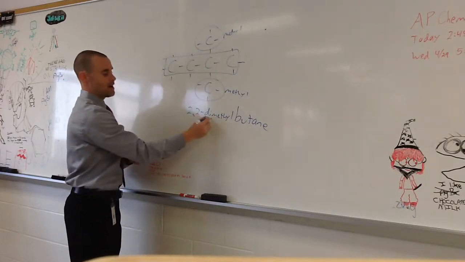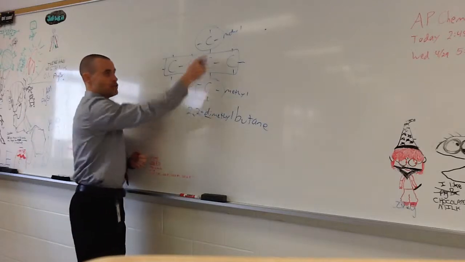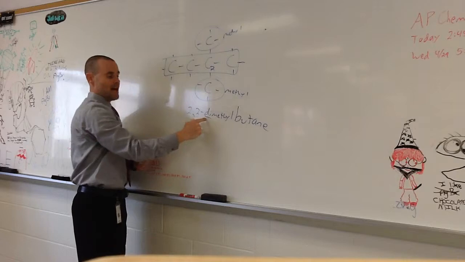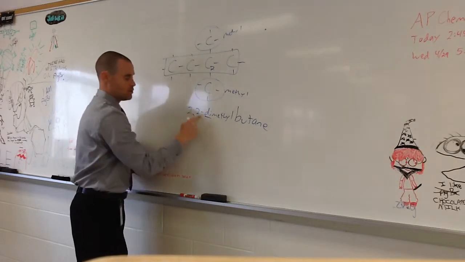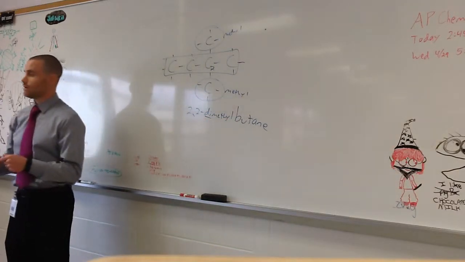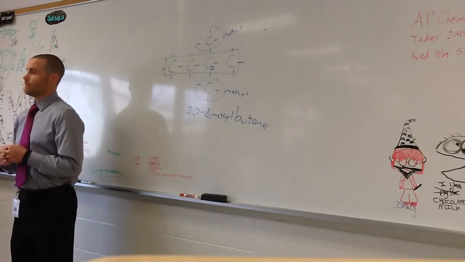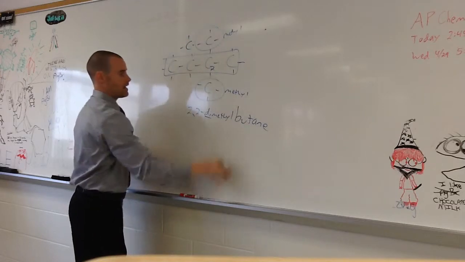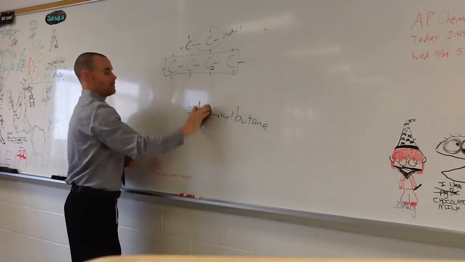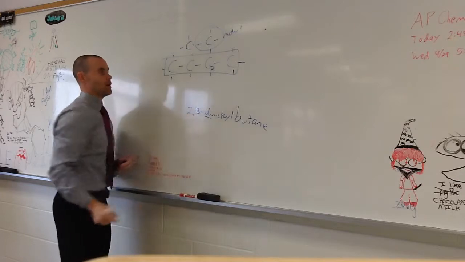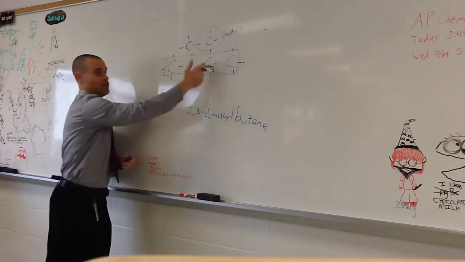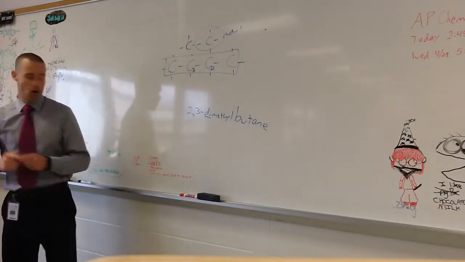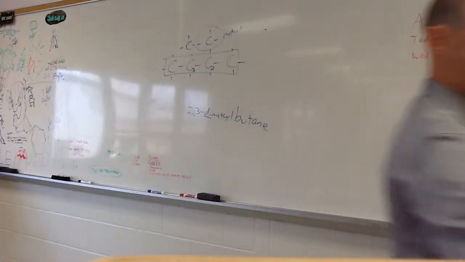What's the prefix di mean? 2. You have 2 methyls. So 2,2 tells me the number it's on, number 2. And the di tells me there's 2 methyls. So 2,2-dimethylbutane. But if there was one here and not here, stay with me, it would be 2,3-dimethyl. Because 2,3, this would be number 3. 2,3-dimethylbutane. Okay? Your homework's practicing this.